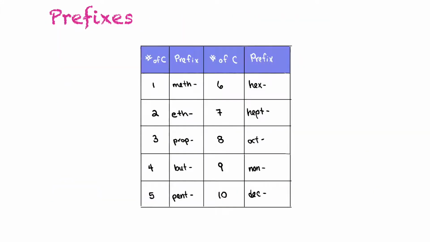So to help us name hydrocarbons, we need to understand the numerical prefixes. So I've included this table that will be a helpful resource. So we have 1, the prefix is meth. 2, the prefix is eth. 3 is prop. 4 is but. 5 is pent. 6 is hex. 7 is hept. 8 is oct. 9 is non. And 10 is dec. So these will come in handy throughout our entire organic chemistry unit because we will be naming these hydrocarbons.